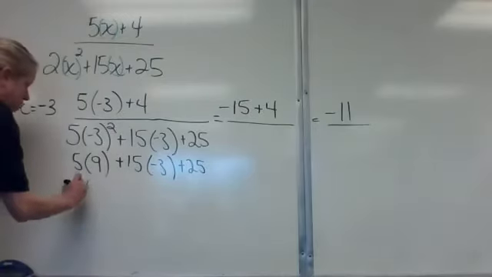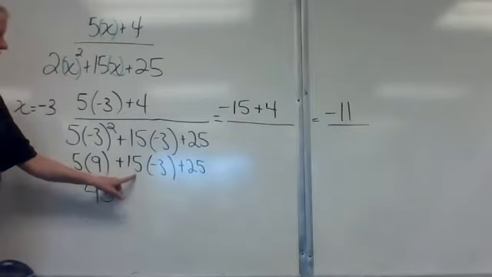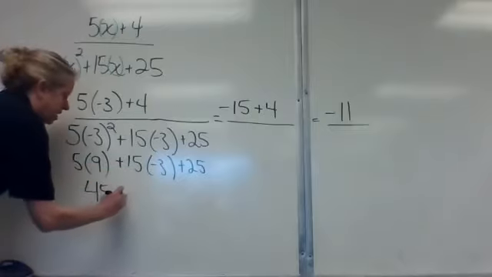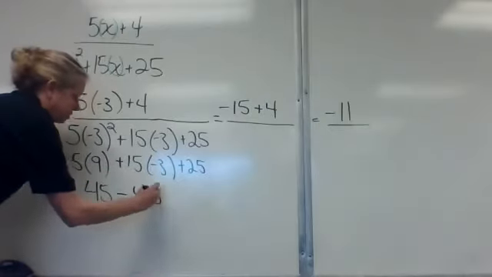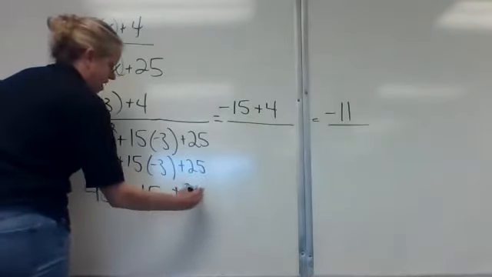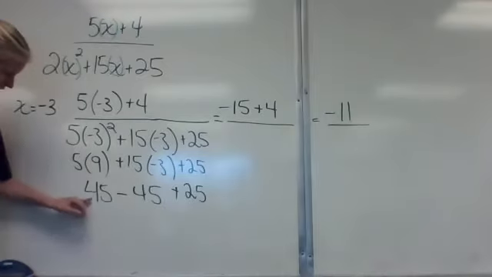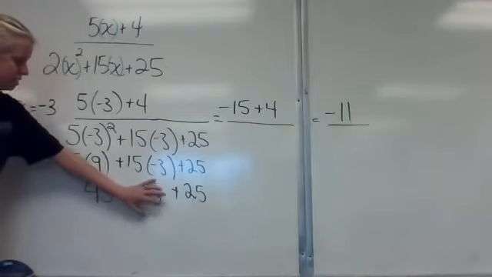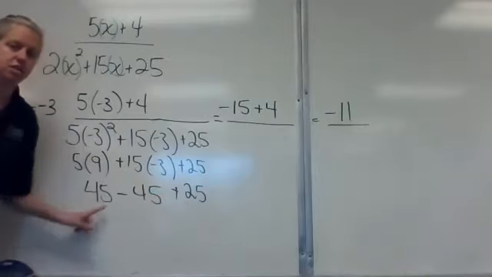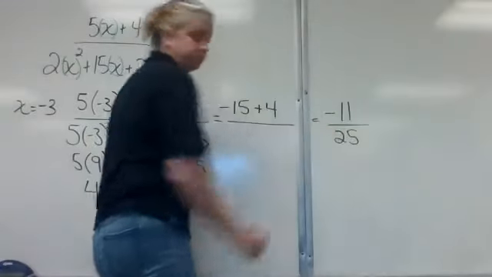5 times 9 gives me 45. Now here I've got +15 times -3. When I multiply that, I get -45. Bring down my plus 25. So here, 45 minus 45 is 0, but then I'm adding 25 to it. So 0 plus 25 gives me 25.